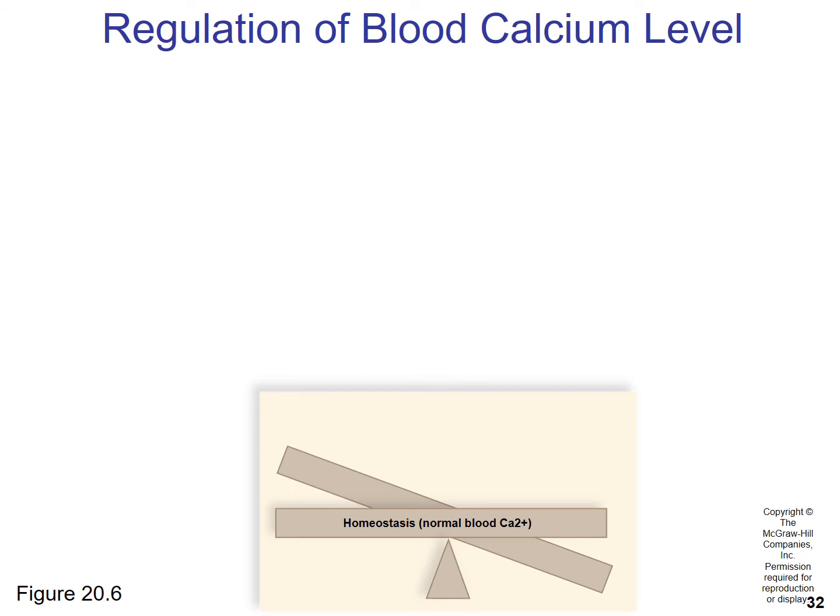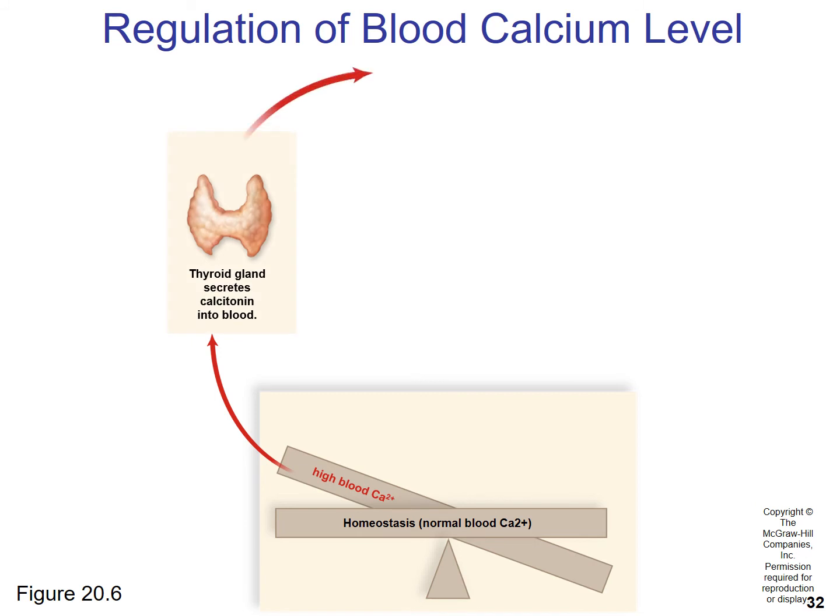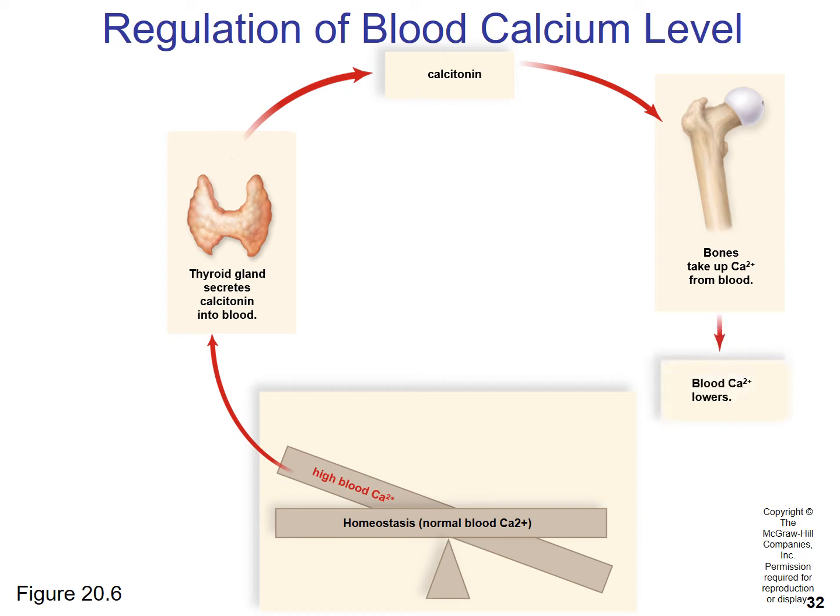So let's take a look at the regulation of blood calcium level by these two glands and these two hormones. Let's say that you have high blood calcium. Here's what's going to happen. The thyroid gland will secrete calcitonin into the bloodstream, raising your levels of calcitonin. What calcitonin will do is cause osteoblasts in the bones to take up calcium from the bloodstream. When that happens, your blood calcium level lowers, and you'll bring your blood calcium back down to a normal level. At that point, you're going to stop producing calcitonin.